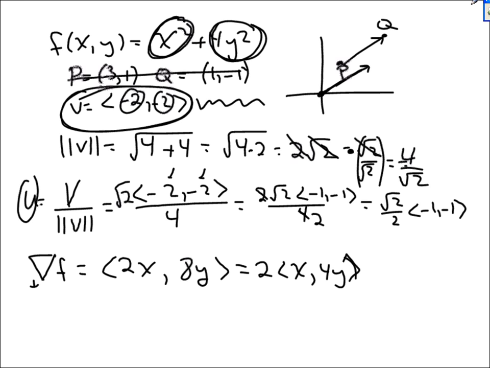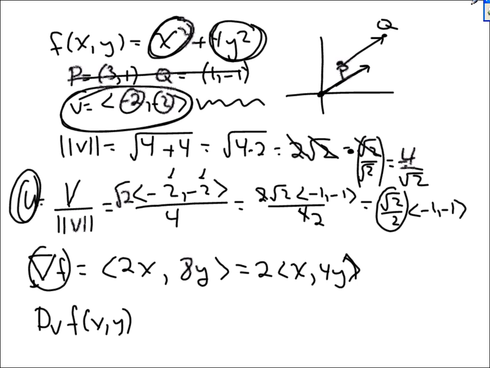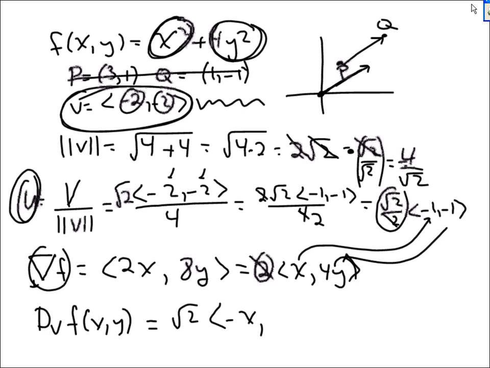Now you just dot these two vectors, this vector and this vector. D_v of f of x, y is, well, first you multiply the constants. That's just going to give you the square root of 2, because these 2's cancel. Then you multiply x by -1, and then you multiply 4y by -1, and there's your answer. This, or you can factor out the negative. Either one of those, 100% correct.